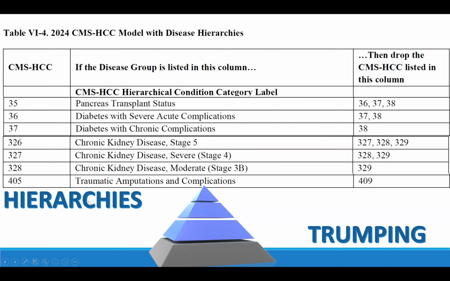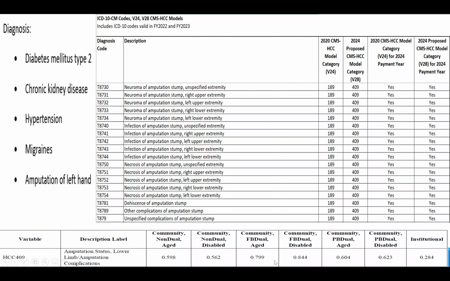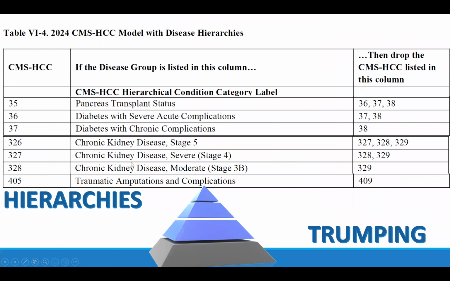Okay, so when we talk about HCCs, these are the hierarchies. Within a condition category, here we have 3 condition categories. We have diabetes, we have chronic kidney disease, and we have transplant status. Each of these has a hierarchy. 405 and 409, the highest is going to count. In chronic kidney disease, the 326, 327, 328, 329, okay? The highest one will count. And in the diabetes hierarchy, the highest one will count. So we'll have 1, 2, 3 values. Those weights, those relative values, 3 different ones will go into that box for condition categories, okay?